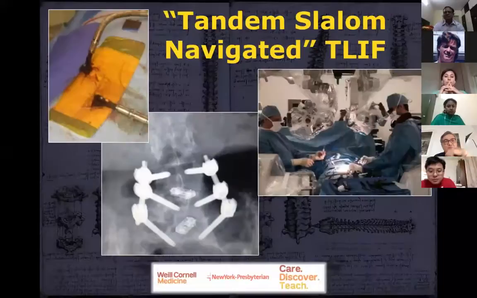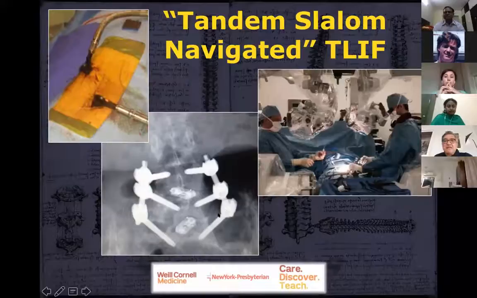Sometimes, however, you have to do a two-level TLIF, and that's a case here where we did a tandem slalom MIS TLIF. We had two microscopes available, so the assistant or the fellow worked on the other side, so did one side of the TLIF. I did the other one. We put the cages in from opposite sides, as you can see here.